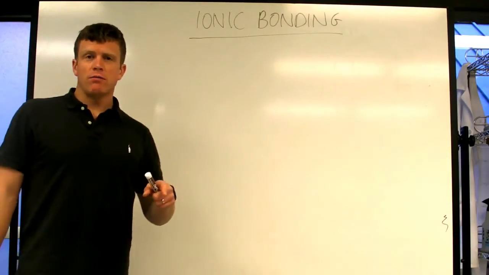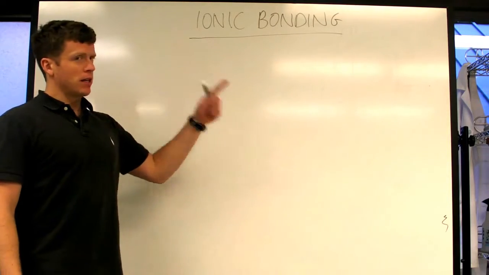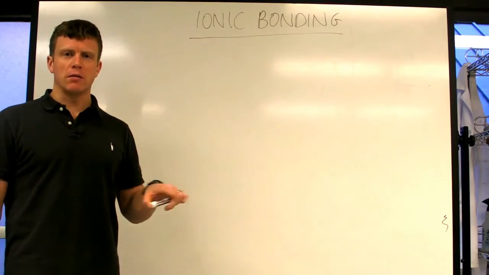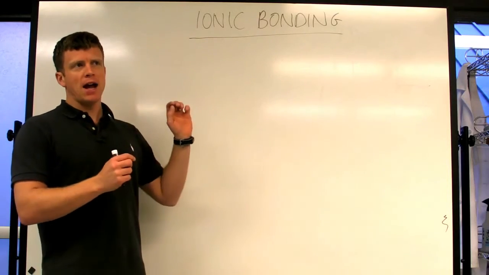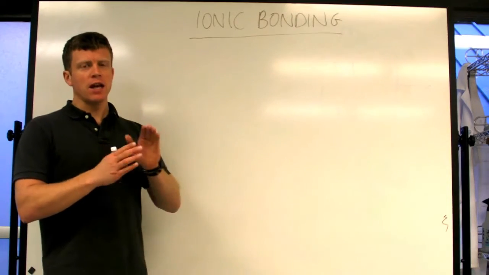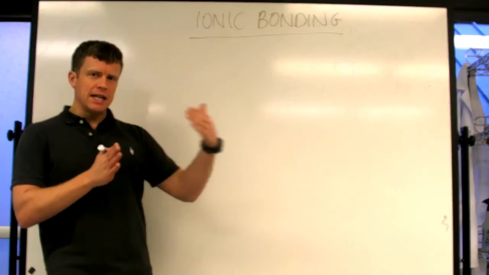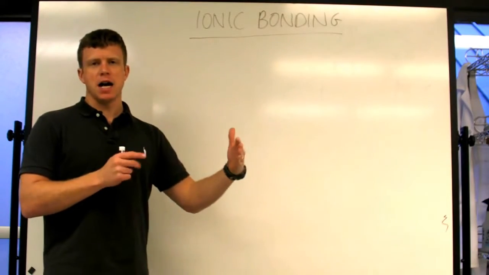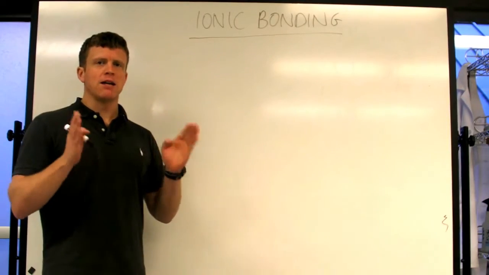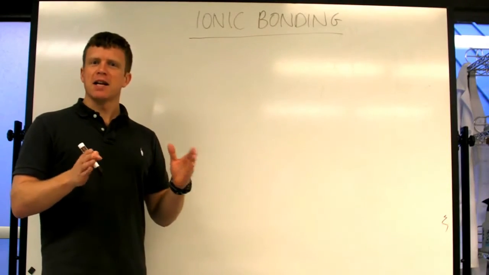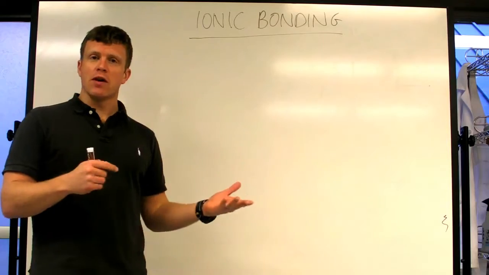Hello, in this video I'm going to be talking about ionic bonding. We've already covered covalent bonding in a lot of detail, but in this video I'm going to show you how covalent bonding and polarity really lead into ionic bonding in a really nice way. And it's all to do with electrons. They're the main thing to understand in ionic bonding, just as they are with covalent bonding.